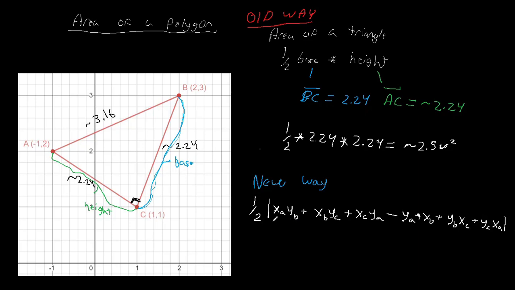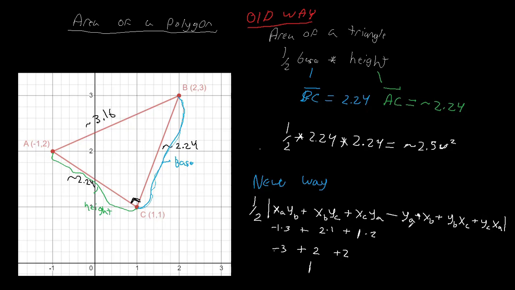So let's just go ahead and quickly prove that this works. So x sub a is -1, y sub b is 3, right? -1 and 3, plus x sub b is 2, y sub c is 1 again, right? The x coordinate of b, the y coordinate of c, plus, let's put some multiplication symbols there, plus x coordinate of c is 1, and the y coordinate of a is 2. All right, so let's do the multiplication really quick here. We have -3 plus 2 plus 2. We do the addition. That's -3 plus 2 is -1, plus 2 is +1. So this is going to be a +1 over here.